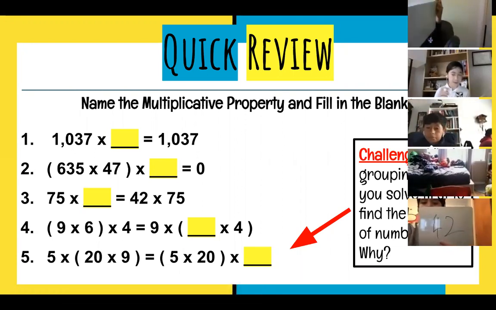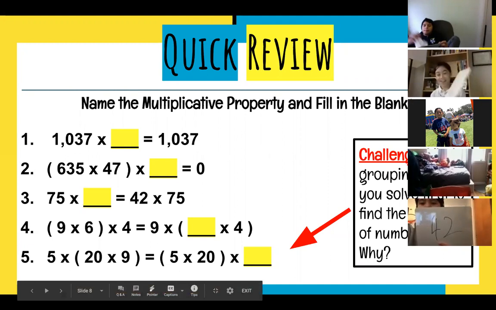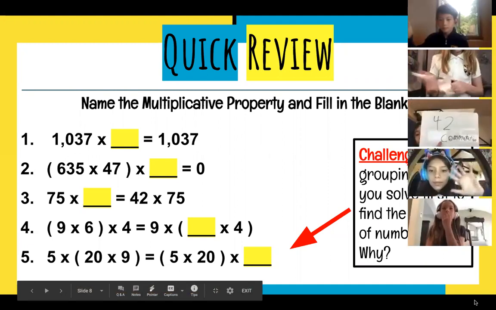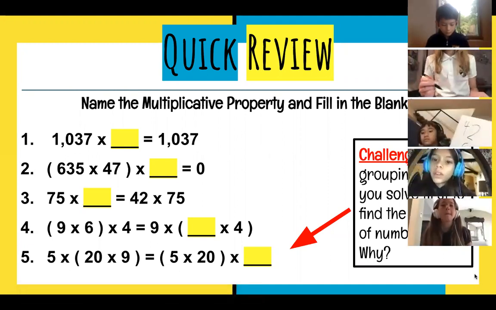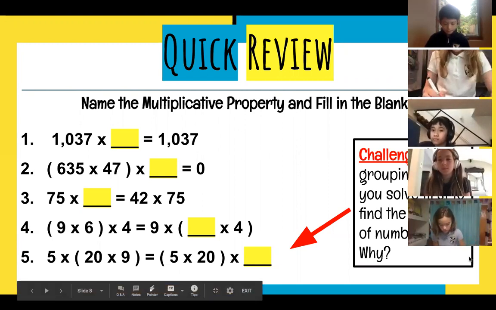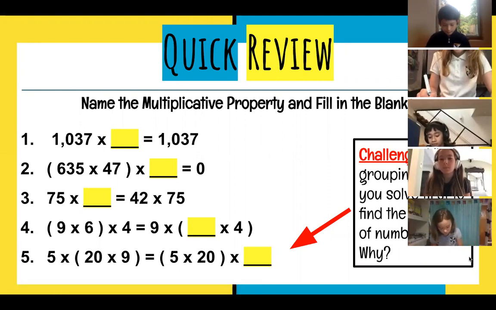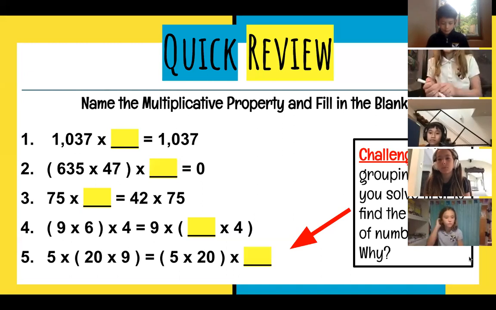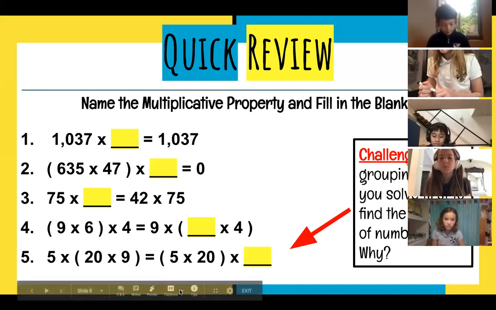Why? What property is that? Lenny? The commutative property. Commutative. We just switched our factors, didn't we? 75 times 42, switch it around. 42 times 75, you're going to get the same product. So we had to use our commutative property.